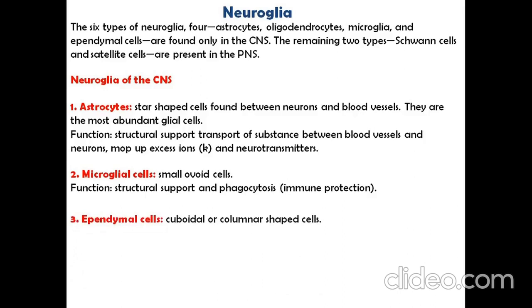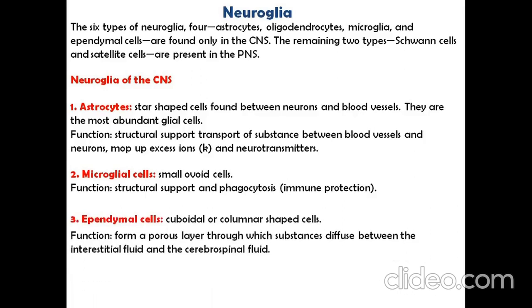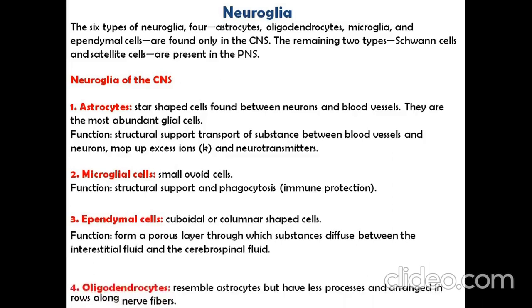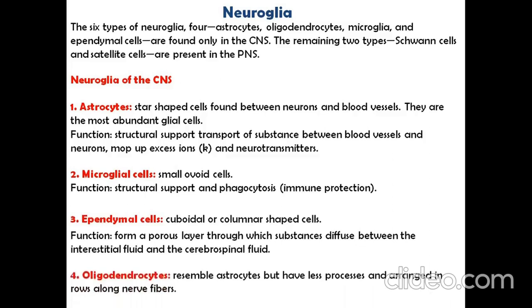Third one is the ependymal cells, which are cuboidal or columnar shaped cells, and their function is to form a porous layer through which substances diffuse between the interstitial fluid and the cerebrospinal fluid. And fourth one is the oligodendrocyte, which resembles an astrocyte but has fewer processes and is arranged in rows along the nerve fibers. Its function is to produce the myelin sheath within the brain and the spinal cord.